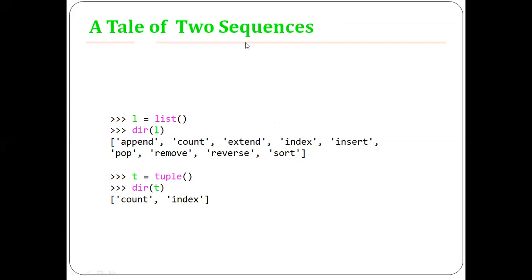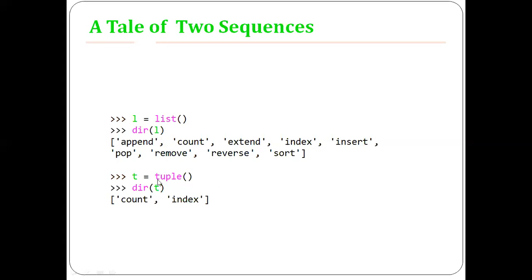And what is the difference between a list and a tuple here? Look at this one. I have created an empty list: L is equal to list(). So we have created an empty list. And what are the functions supported by this list? It supports append, count, extend, index, insert, pop, remove, reverse, as well as the sort function.